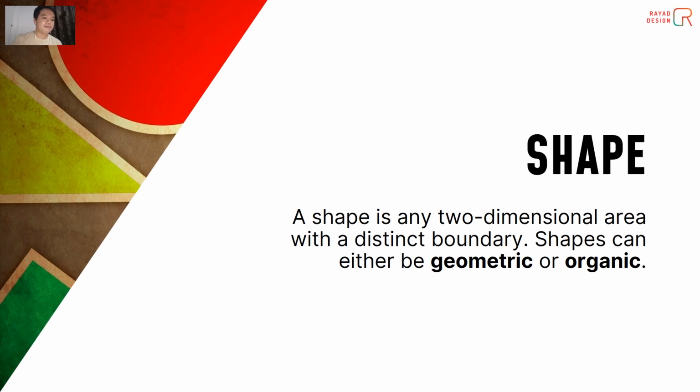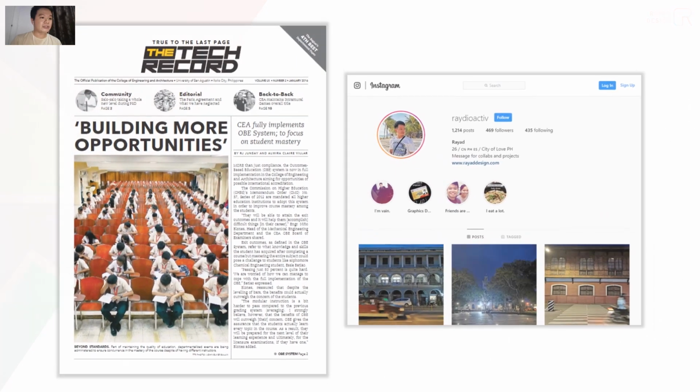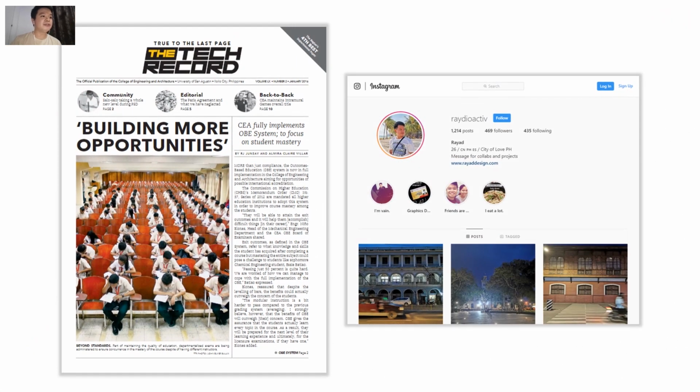Now, for shape. A shape is any two-dimensional area with a distinct boundary. Shapes can either be geometric or organic. These are examples of geometric shapes put into use. On the left side, we have the tech record, which makes use of circular thumbnails for the articles, and at the bottom is the rectangular banner photo. On the right, it's quite similar to Instagram, wherein it makes use of squares and circles for the photos.